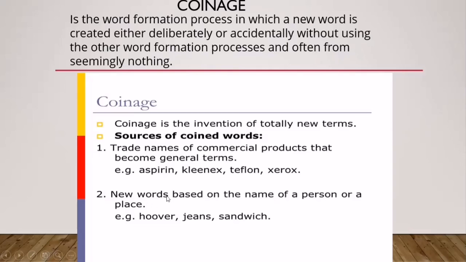The next example is a new word based on the name of a person or place. You know what a sandwich is? What about jeans? People use that word for the garment. You have to identify all of these things: when it's a commercial product, when it's a sound, when it's something else, as I showed you this morning. Okay, guys.